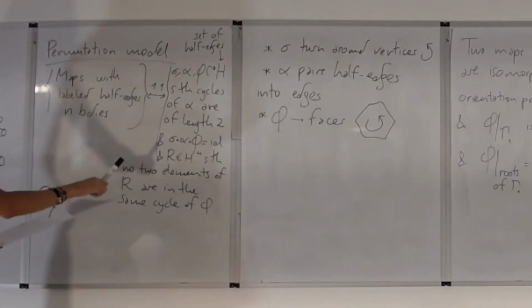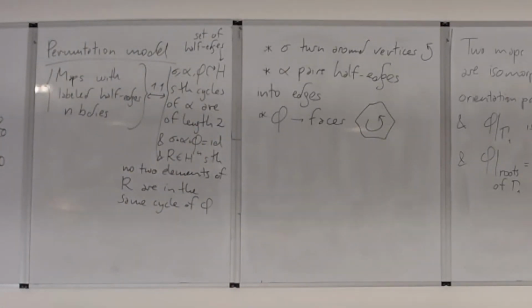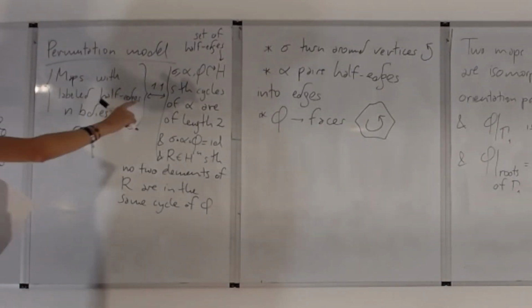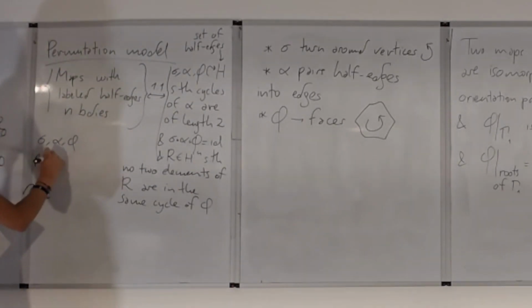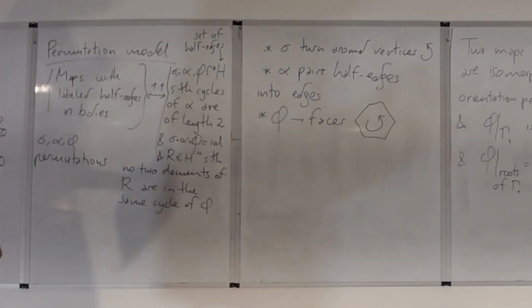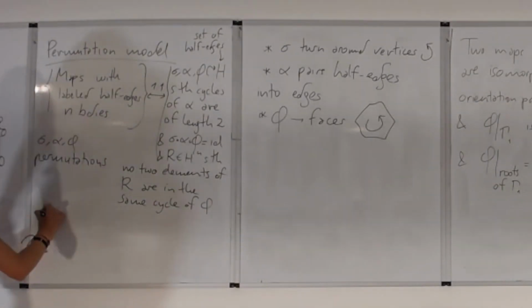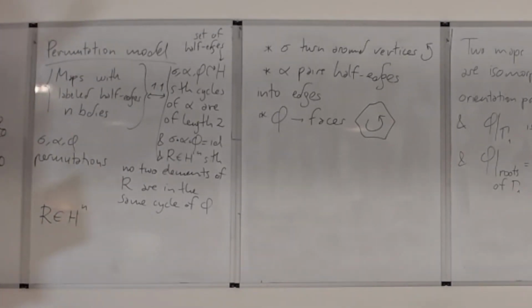Okay, and then why do we have this condition over here? Yes? So H is the set of half edges. Exactly. Sigma, alpha, and phi, what are they? They are permutations acting on H. Ah, okay. Thank you. So R is an element of H to the n. Okay. It's an n tuple. Okay. Yes. Thank you. Sorry, the handwriting there was a bit too smashed.